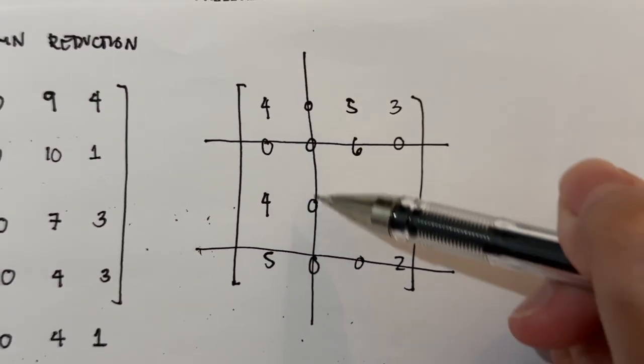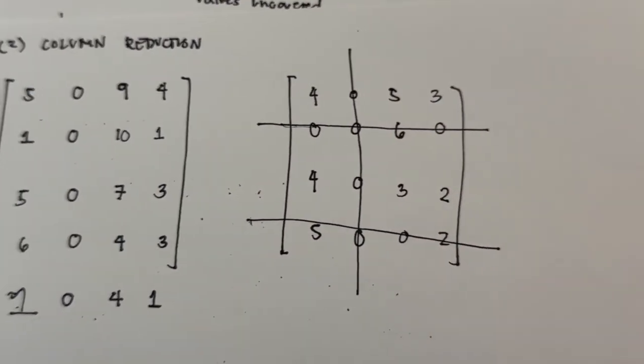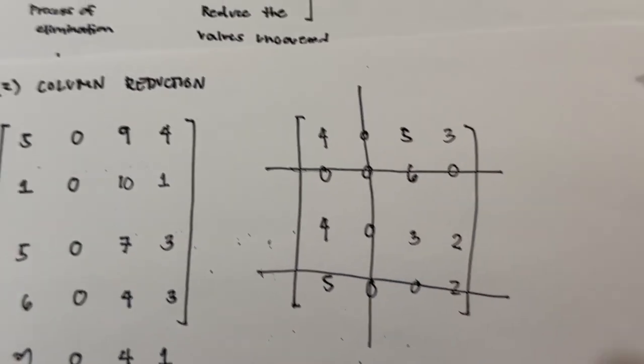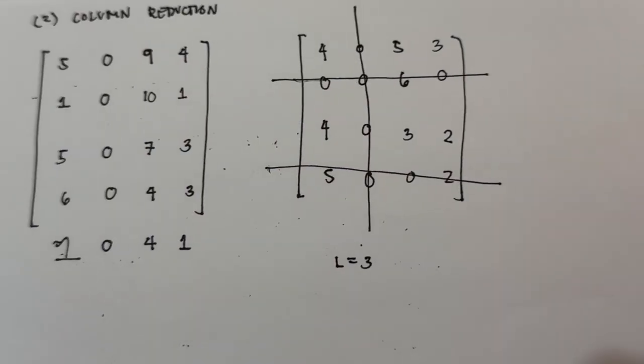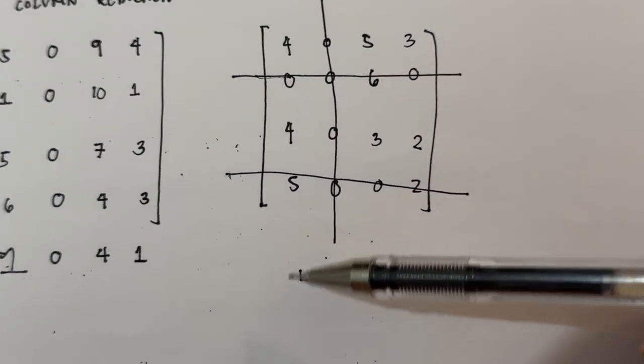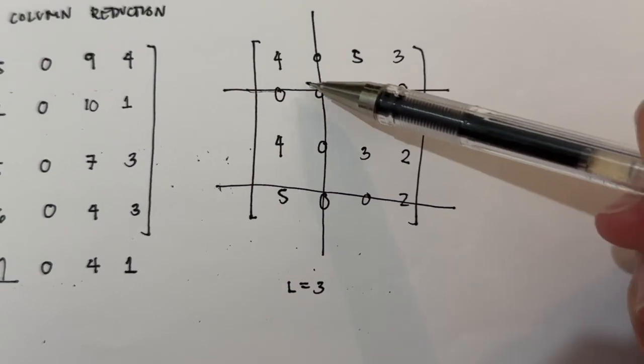So notice that all the zeros have been covered. So now count how many lines you have, and let's name that L. So notice that you have 3 lines. So L is 3. So 1, 2, and 3.